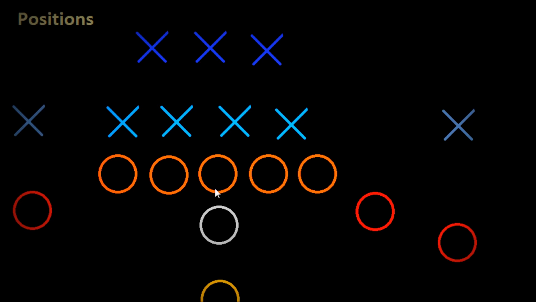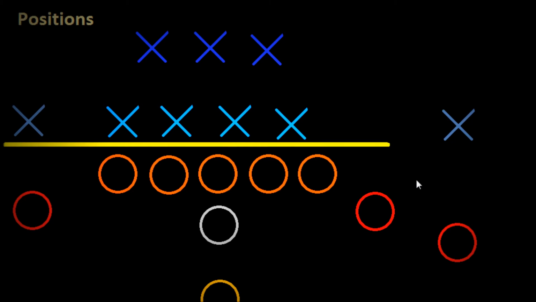So the O's represent the guys on offense, the X's are the guys on defense, and so we'll take a look at each of them here. The first thing to notice is that there's kind of a line here separating the offense and the defense, and that is because the ball typically will be placed in the middle here. So the ball is in the middle, and it is separated by this line.